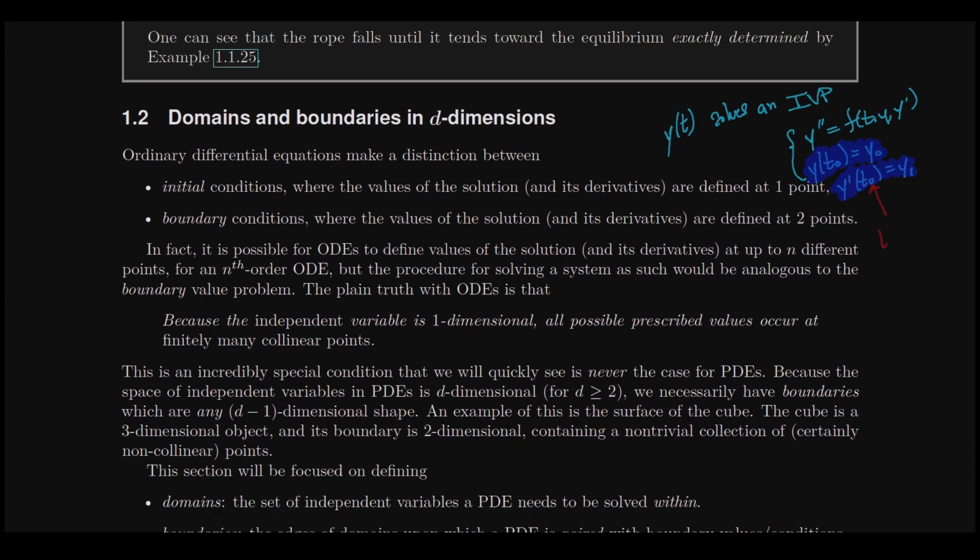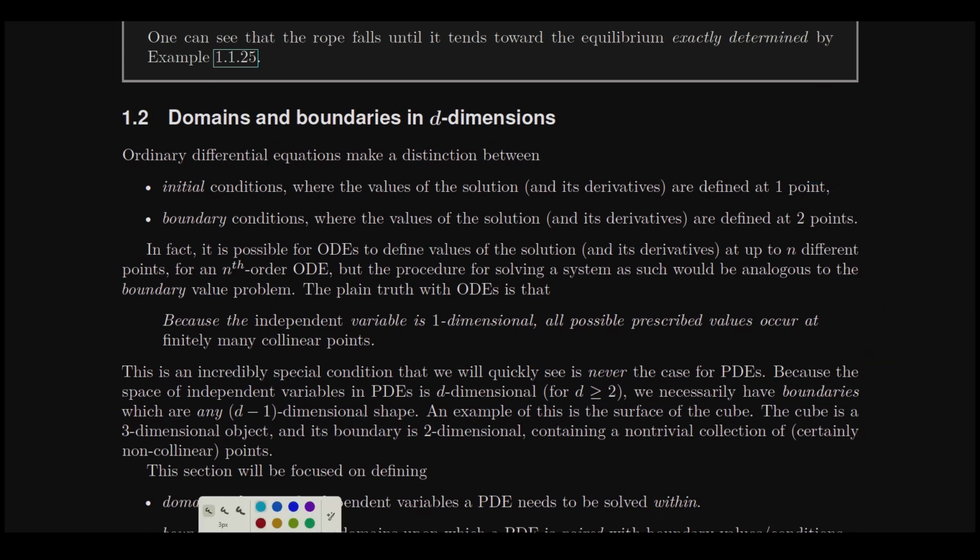And how does this relate to domains? In some sense, this t0 is the boundary of our domain. Right, so y, which is the solution to an ODE, its collection of inputs is going to be time, and they're going to be allowable from t0, the initial time, to infinity. The boundary of t0 to infinity is going to be t0.